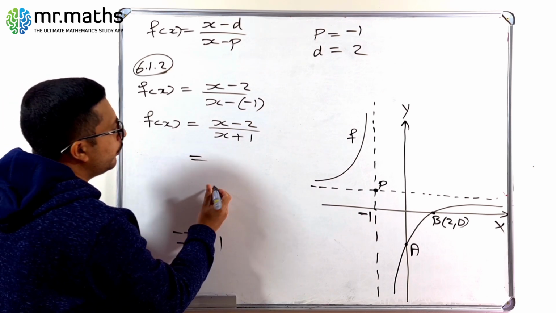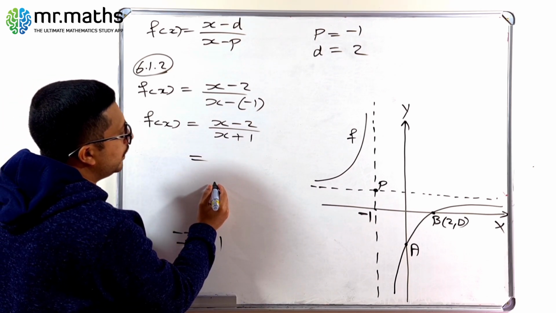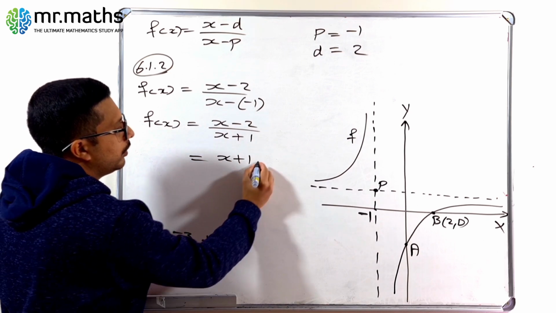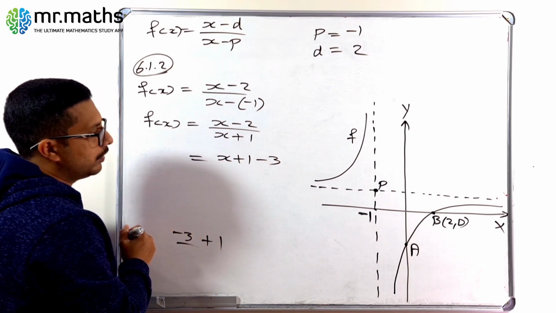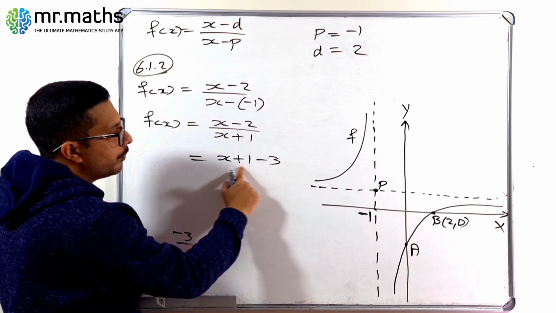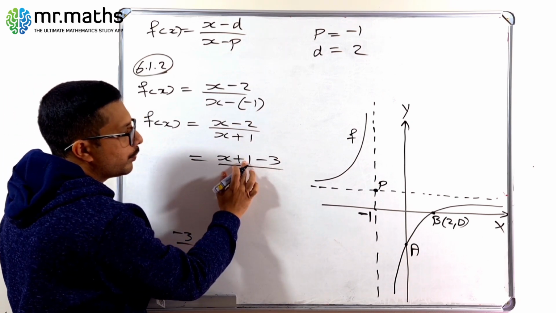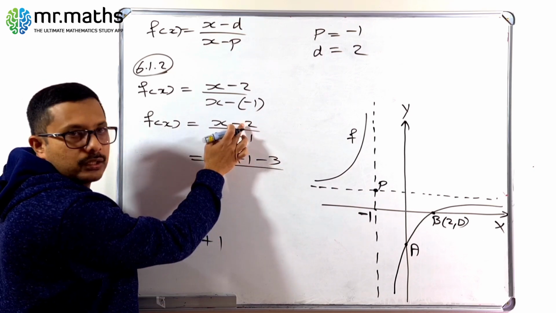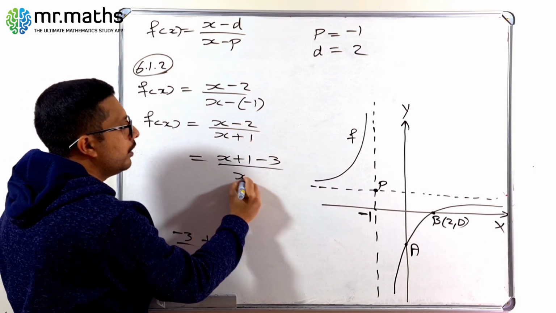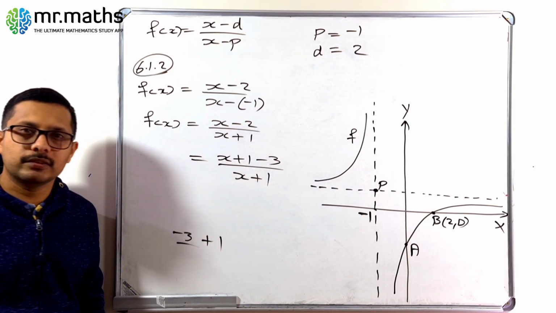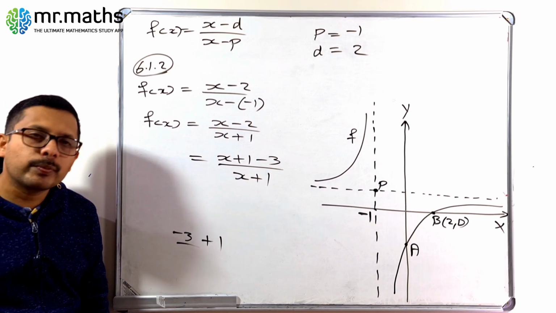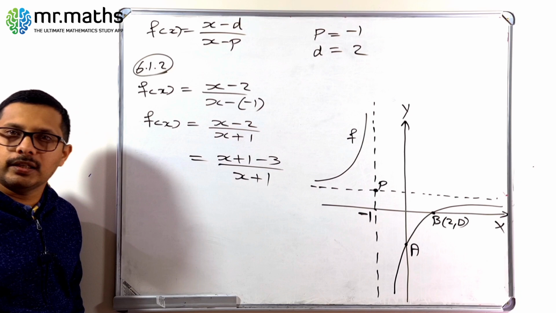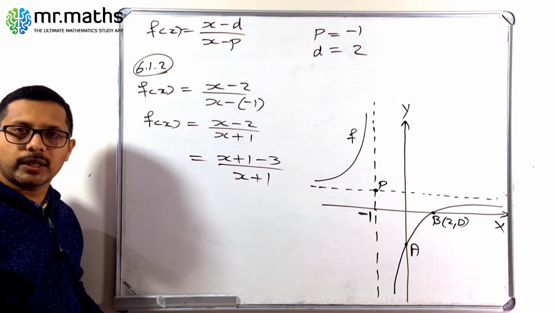So let me write it something like this. X plus 1 minus 3. So what is plus 1 and minus 3? 1 minus 3 is minus 2. That is this minus 2. Then divided by x plus 1. So it means that the numerator minus 2 I wrote as plus 1 and minus 3. Plus 1 minus 3 is minus 2.